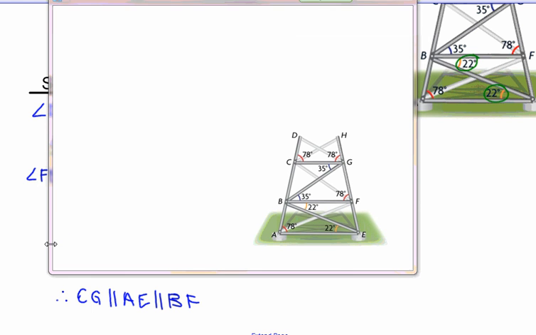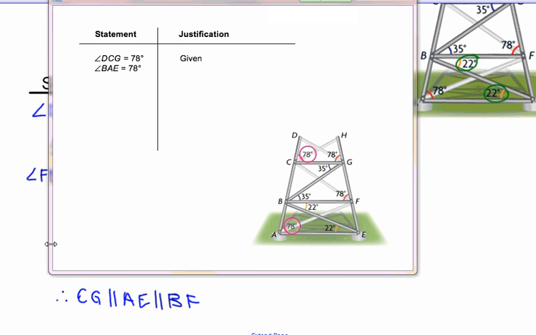From the strategy used in example 3. I needed to use a strategy that was different from the strategy used in example 3 to prove that CG, BF, and AE are parallel. I can think of DA as a transversal for line CG and AE. In the diagram, I could see that angle DCG equals angle BAE because they both measure 78 degrees. Angle DCG and angle BAE are corresponding angles. Since they are equal, the lines CG and AE are parallel.